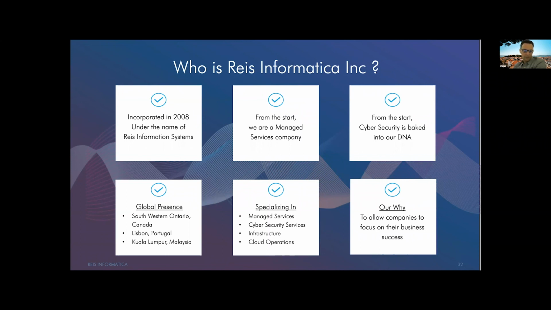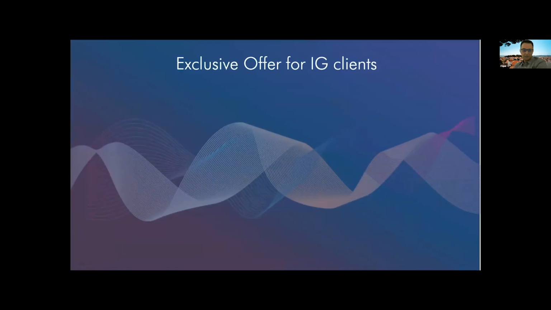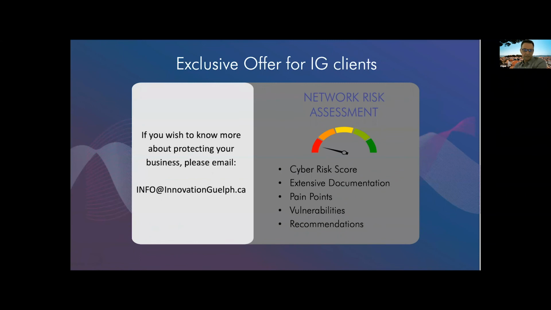We have 3 offices around the world. Here in Kitchener, in the Huron Business Park, if you know where that is, generally where Bud Park is. We have an office in Lisbon and Kuala Lumpur in Malaysia. We specialize in managed security, managed services, and cloud infrastructure. The reason why we exist is to allow companies to focus on their business success while we handle your everyday IT needs.